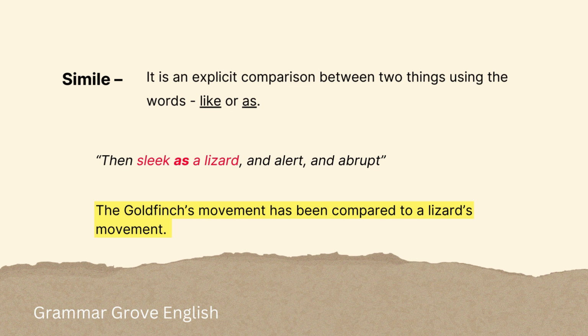Sleek as a lizard. So, the bird, the goldfinch, is as sleek as a lizard. The bird's movements are as smooth as that of the lizards. So, we see the word as in this phrase, and an explicit comparison has been made. The bird's movement has been compared to a lizard's movement. Both their movements are really smooth, really sleek. So that's why this is an explicit comparison. This is an outward comparison. We can see it. So this is a simile.